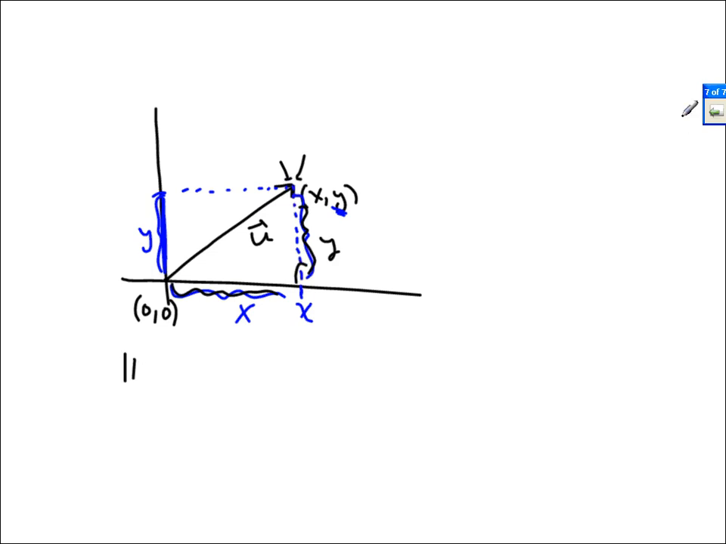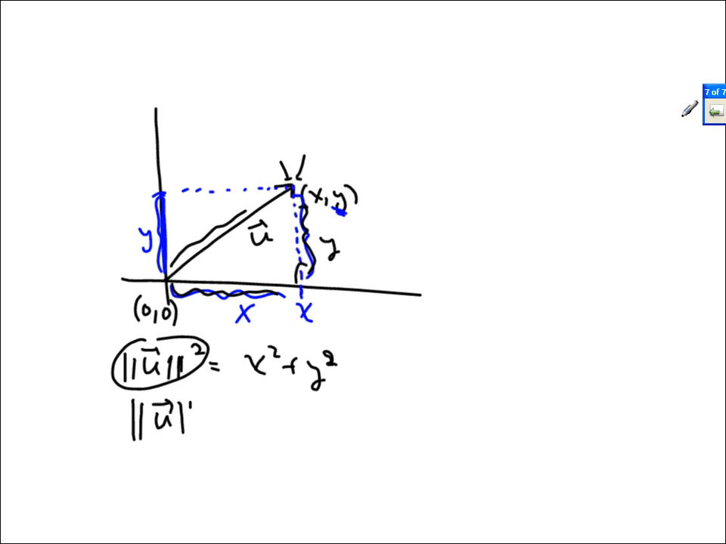So Pythagoras would say this length squared, and the length of our vector is denoted by the vector name with two lines on either side of it, and that squared will equal x squared plus y squared. So I want to know the length of the vector, not the length of the vector squared. So I take the square root. The length of vector u is the square root of x squared plus y squared. That's the length of the vector if the vector is given in this form.